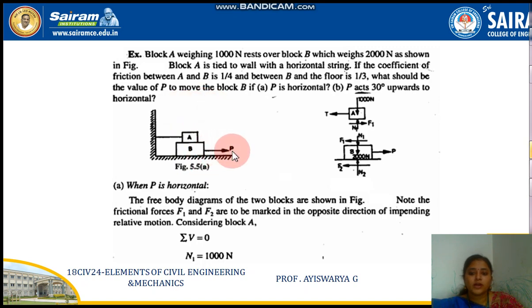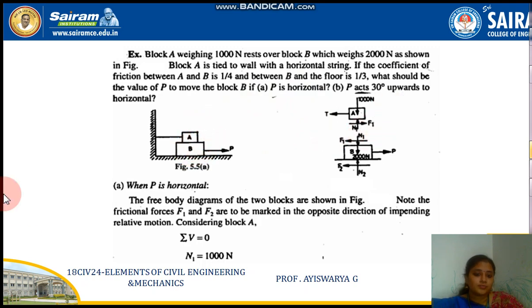What should be the value of P to move the block B if P is horizontal and if P acts 30 degrees upwards to the horizontal, the two conditions. So we shall first solve the case where P is horizontal. Now we shall see how to draw the free body diagram for this particular case.